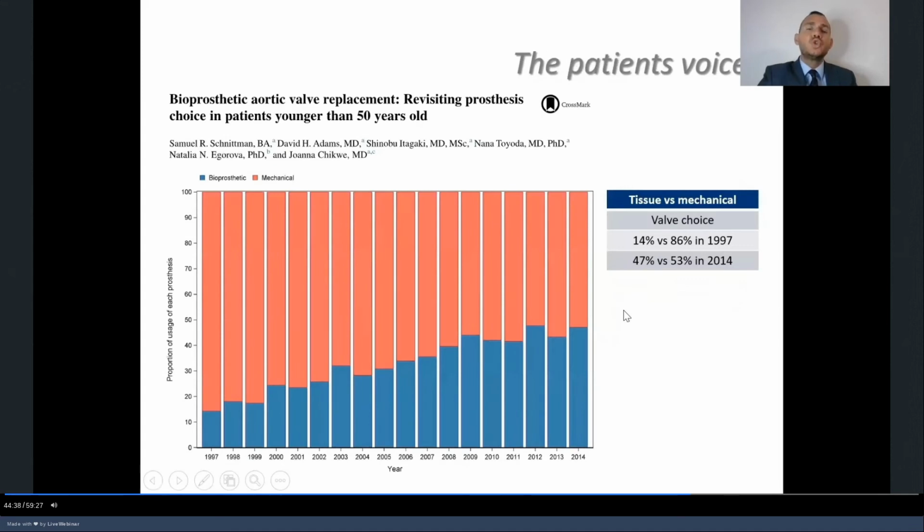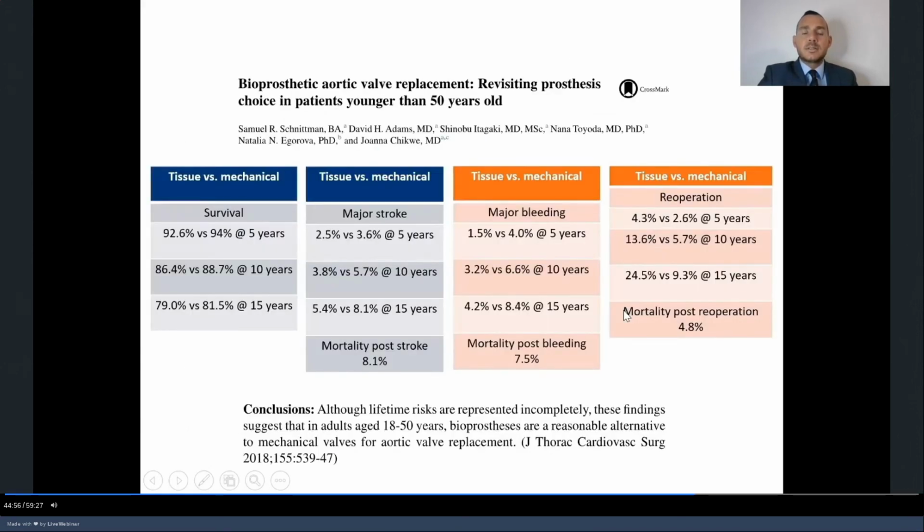But what do the patients prefer? If we look at this study published by the group of David Adams, patients younger than 50 years old are definitely preferring biological valves over the years. The results in this subgroup of patients are basically similar in terms of survival and rate of stroke between the two subgroups of patients, mechanical versus biological.